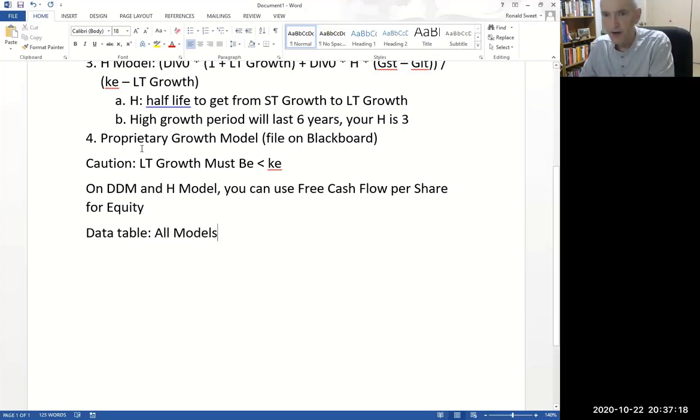Now, if you use the proprietary growth model, you'll have to run your own scenarios. So you just have to change your assumptions and keep collecting the data as you go, because it'd be tough to do a data table on that particular model. But all models except the proprietary one. So, and now you have something you can use in an interview.